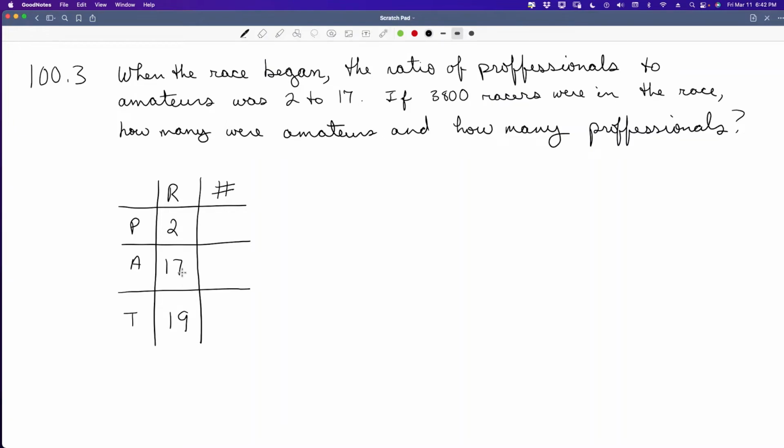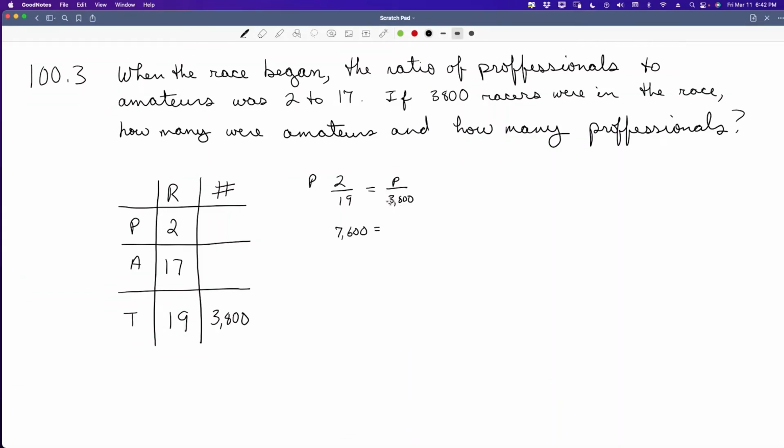This is kind of like division in a way if you think about it. If 3,800 racers were in the race, so that's the total number, 3,800 racers, how many were amateurs and how many were professionals. So let's start with professionals this time. 2 over 19, this is the professionals, equals P, which we don't know how many P's we have, over 3,800. So we're going to multiply 2 times 3,800, which is going to be 7,600.